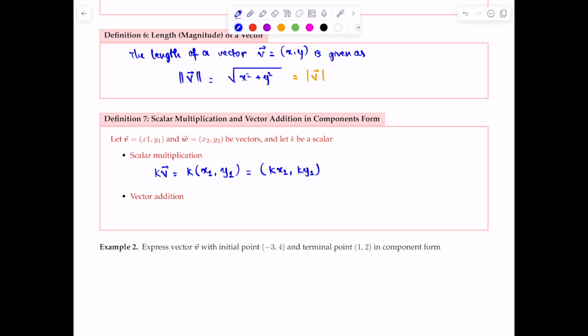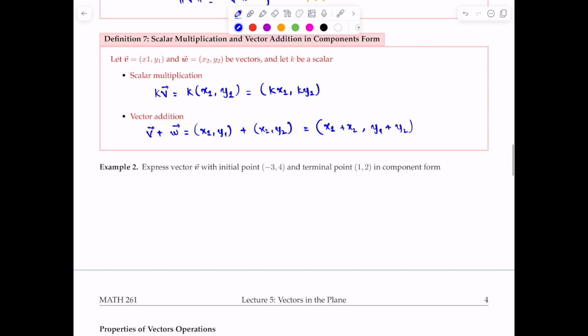Now for vector addition, let's do v plus w, given that v is x1, y1, and w is x2, y2. The first component of the resulting vector is the addition of x1 and x2, so x1 plus x2, and the second component is equal to y1 plus y2. So hopefully that gives you some sense of how to calculate scalar multiplication and vector addition.